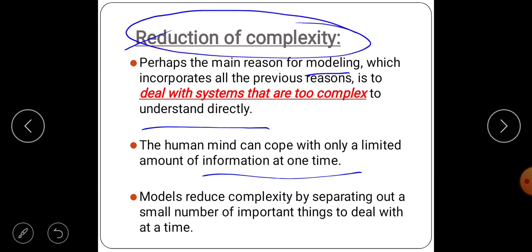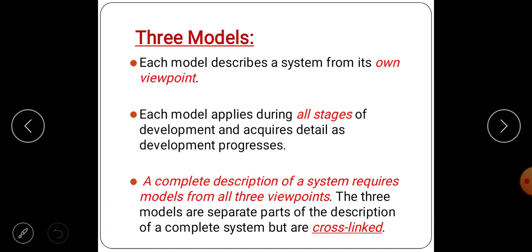Okay, the model reduces complexity by separating out a small number of important things to deal with at a time. That is, they are telling only this in the system, they separate out some small number of important things. Okay, they are not going to explain in detail.